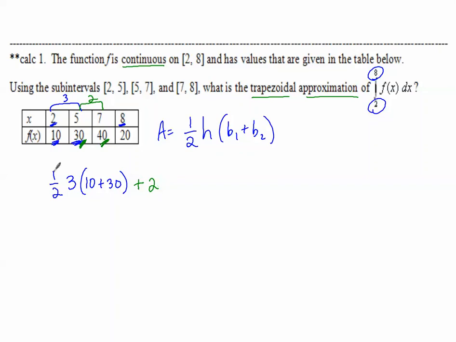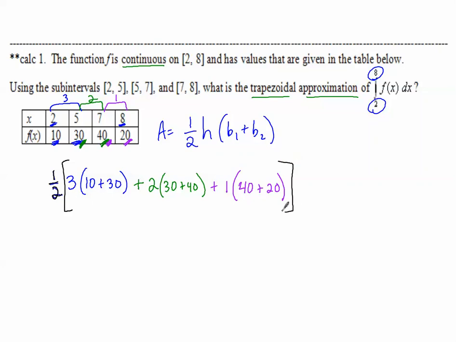Well, let's see. Did I factor out the 1/2? Everything has the 1/2, so we'll factor it out. Base 1 plus base 2, 30 plus 40. Next and final subinterval from 7 to 8, 1 unit apart. 40 is one base length, 20 is the other base length. So plus 1, 40 plus 20. I've got my 1/2 factored out, so I don't have to worry about that.